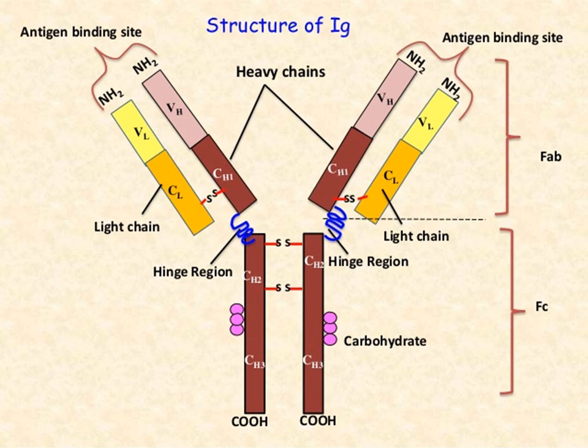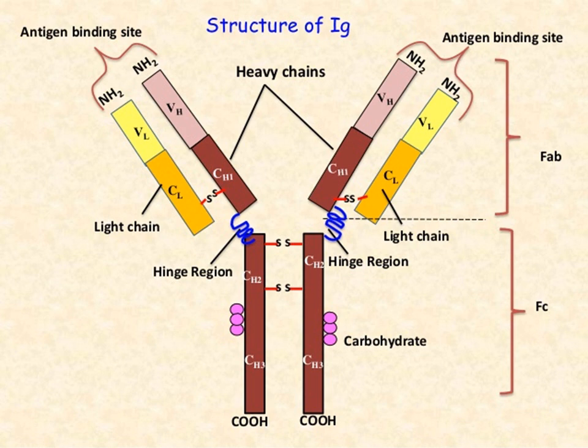VL stands for the variable region of the light chain and CL stands for the constant region of the light chain. On the other hand, if you look at the heavy chain, it consists of 1 variable region denoted as VH and 3 constant regions or 3 constant domains. Each of the constant domains is further denoted as CH1, CH2 or CH3.